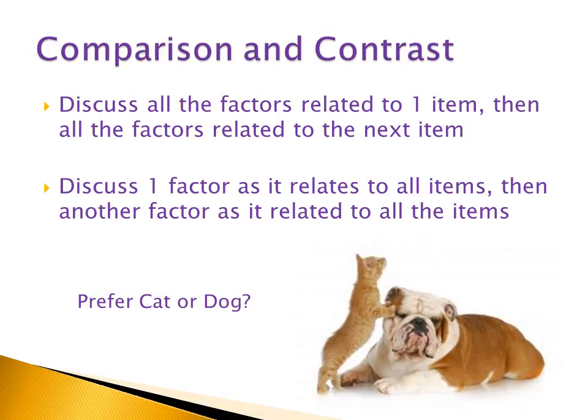For example, talk about all factors related to dogs and then all factors related to cats, or discuss one factor as it relates to all items, then another factor as it relates to all items. You can discuss the sounds, dogs bark and cats purr, then move on to discuss their ability to climb. Dogs can't climb, cats can.